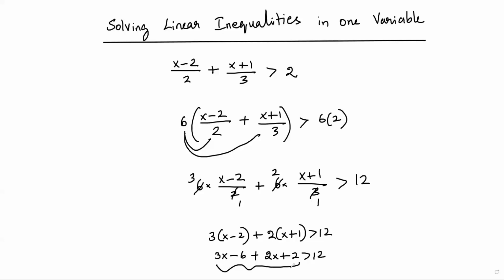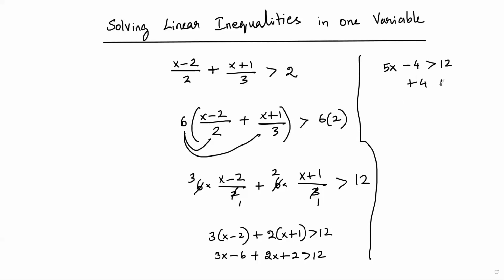Now we can combine the like terms on the left side over here. You can combine 3x and 2x, it will be 5x, and negative 6 plus 2 will be negative 4, greater than 12. Now add 4 to both sides. Negative 4 plus 4 will cancel. 5x greater than 16. Now we divide both sides by 5. This 5 will cancel. 16 is not evenly divisible by 5, so you can keep this fraction as it is. x greater than 16 over 5.